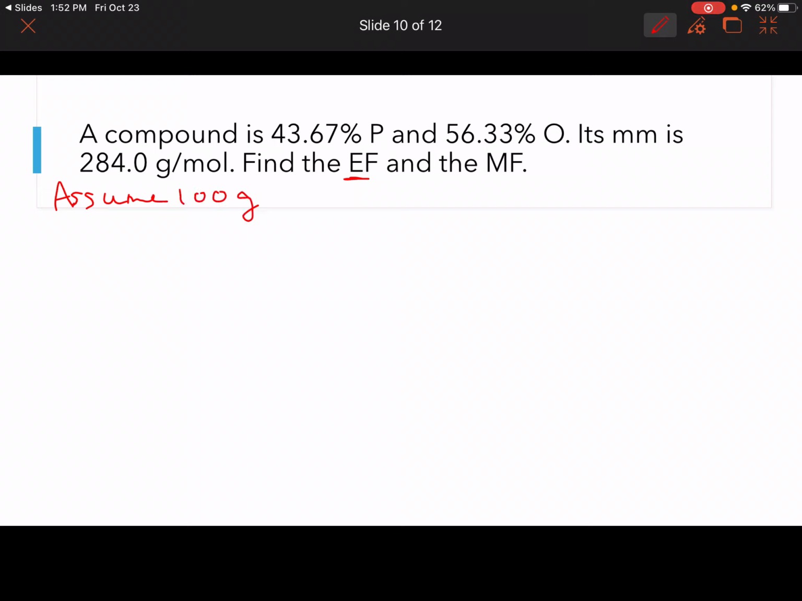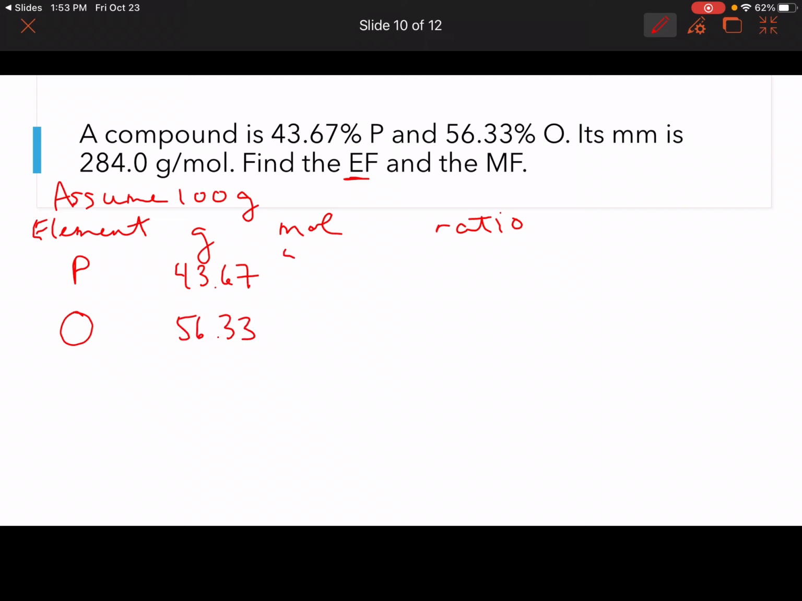So we're going to have our elements. I'm going to write my chart here. So elements, grams, mole, and ratio. So the element, I've got phosphorus and I've got oxygen. So phosphorus is going to be 43.67 grams. Oxygen is 56.33. Divide by the molar masses to get into moles.